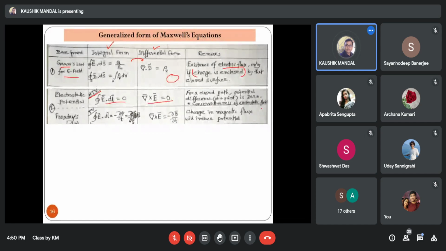Now, when we include Faraday's law for the time varying field, it becomes E dot dl equal to minus d phi dt, the change in flux.